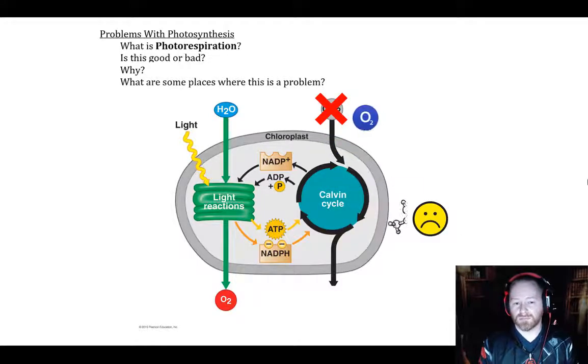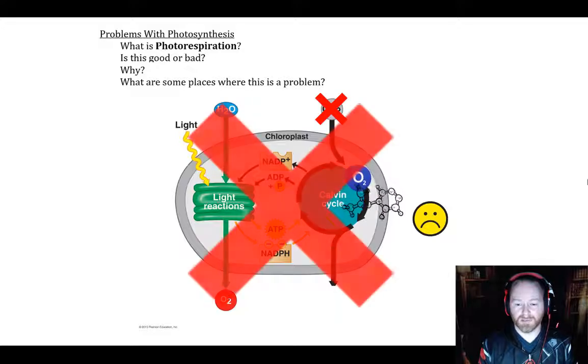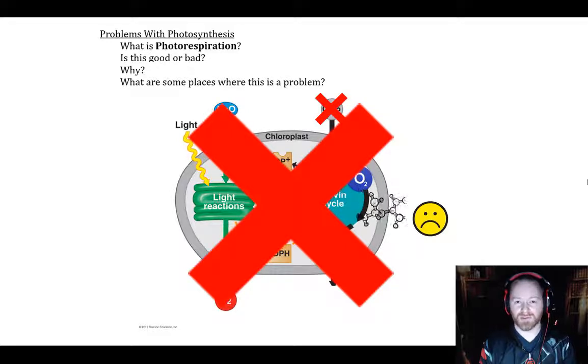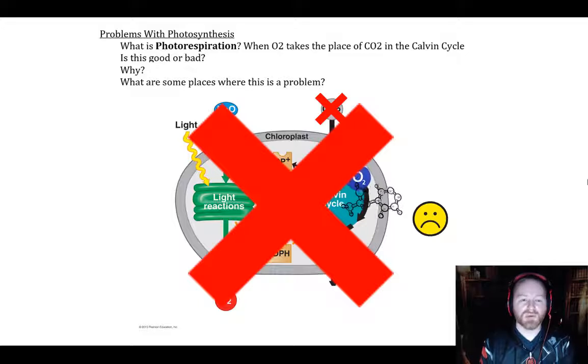So what do we do about this? Well, first of all, this is going to stop, because if you're not producing sugar, then what are you producing? And you're probably not using up the NADPHs. You're going to be using up the ATP. So this process just comes to a halt. So obviously this is going to be a bad thing for the plant. So what is photorespiration? It's simply where oxygen, O2, takes the place of CO2 in the Calvin cycle.